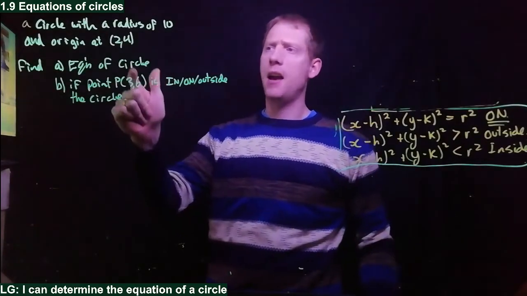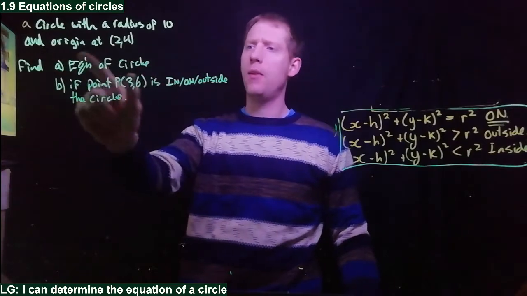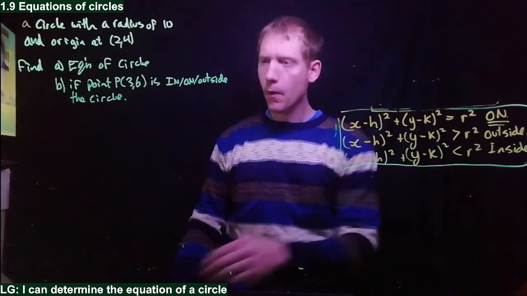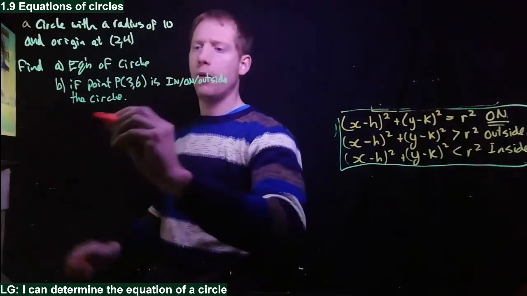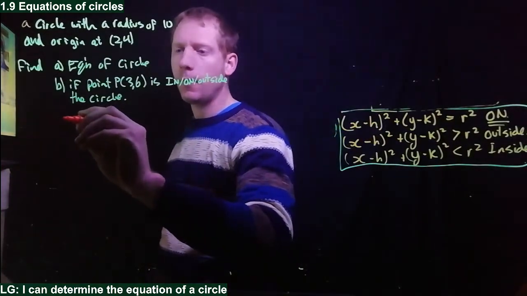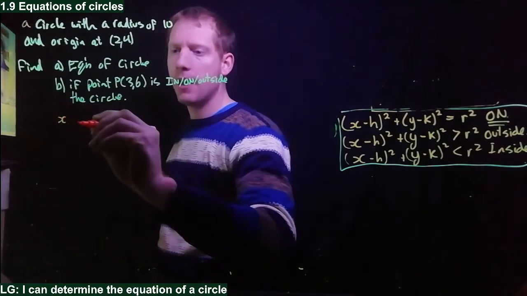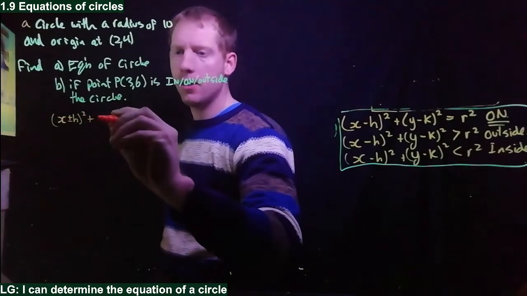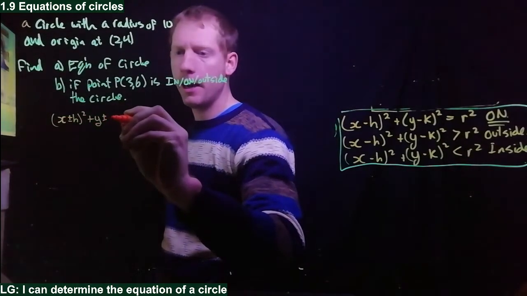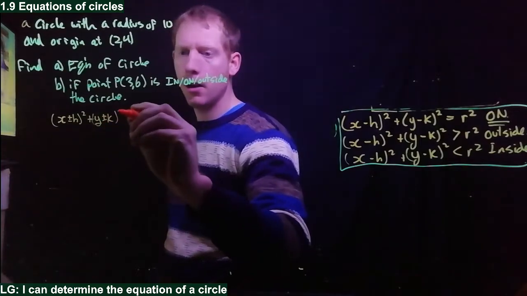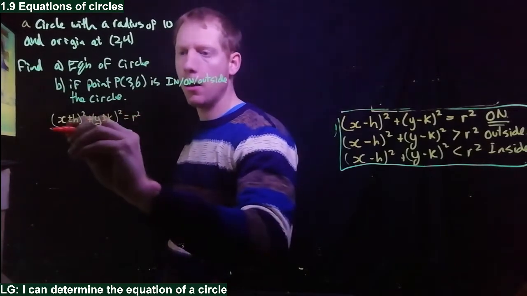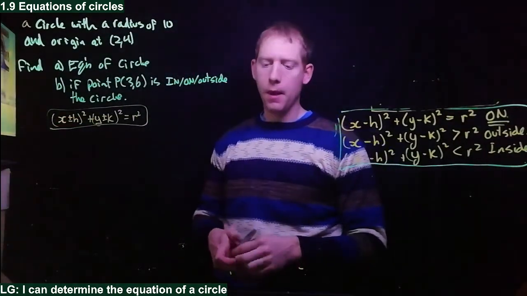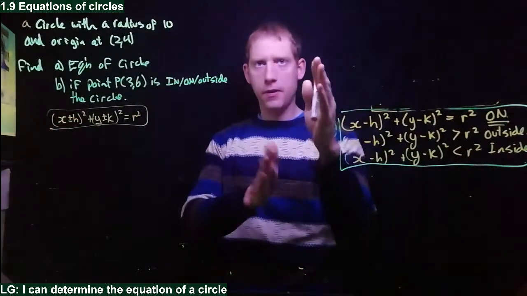So the question says, I have a circle with a radius of 10 and the origin is (2, 4). First, we have to determine the equation. The universal equation is (x plus or minus h) squared plus (y plus or minus k) squared is equal to r squared.